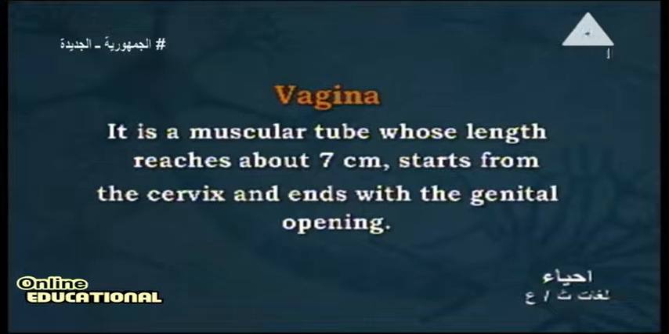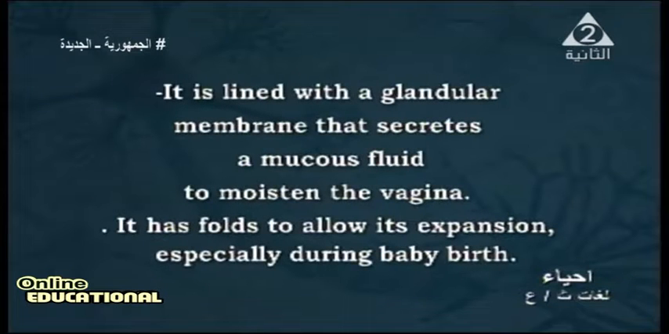What is the vagina? A muscular tube. This is a muscular tube whose length is about 7 centimeters. It starts from the cervix and ends with the genital opening. Through the vagina, the baby can go out of the body by contraction and relaxation. Also, the vagina, like the uterus, is lined with glandular membranes. These glandular membranes secrete a mucus fluid to moisten the vagina, and it also has folds to allow expansion, especially during baby delivery.